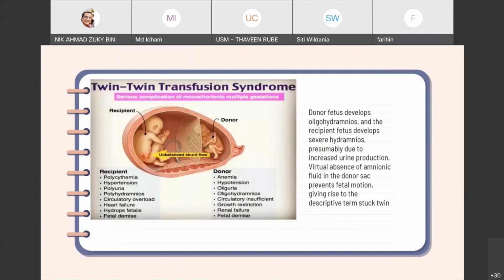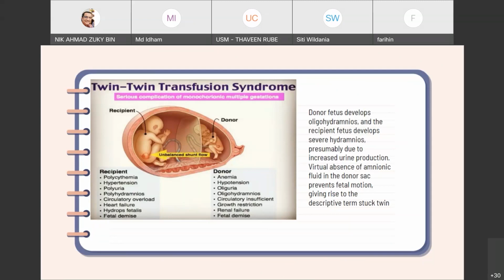This is the complication for monochorionic multiple gestation. As I said just now, the donor fetus will develop oligohydramnios, while the recipient fetus will develop severe polyhydramnios. Due to increased urine production, renal hypoperfusion, and the virtual absence of amniotic fluid in the donor sac, fetal motion is prevented, giving rise to the descriptive term of stuck twin.